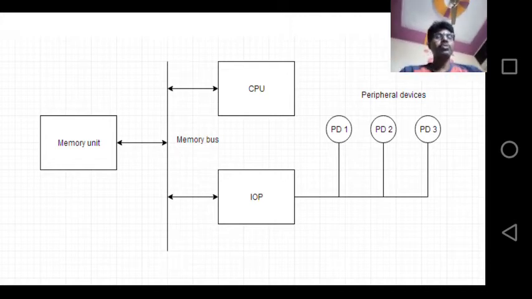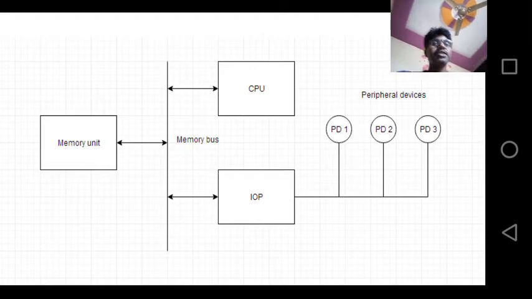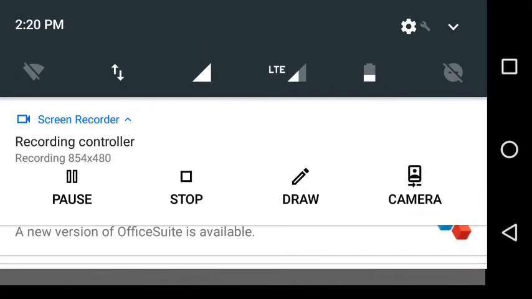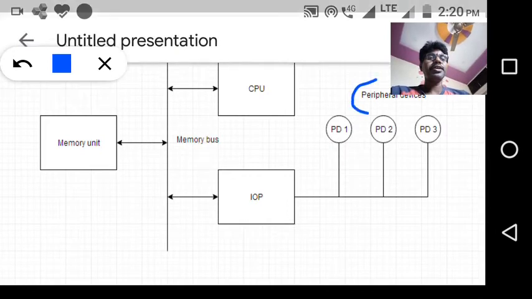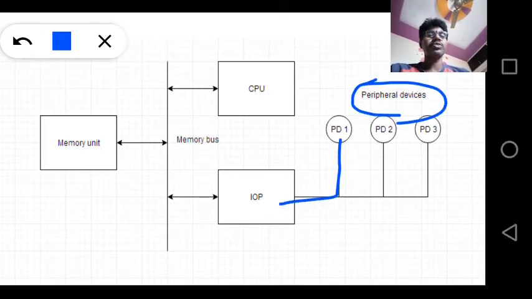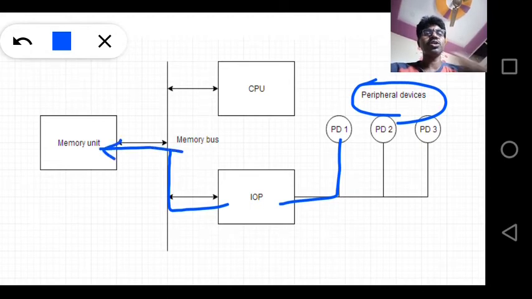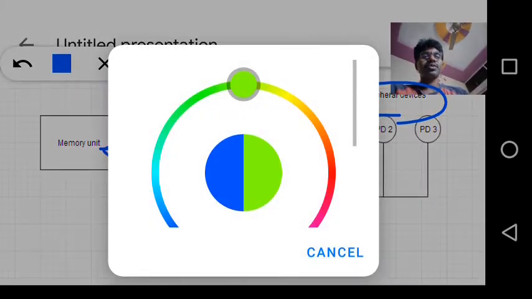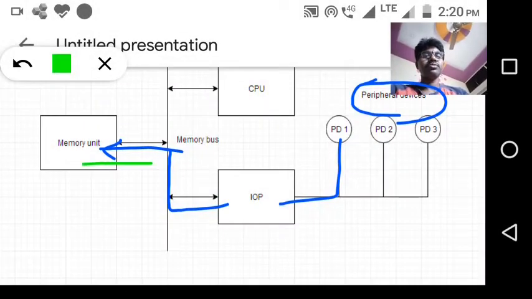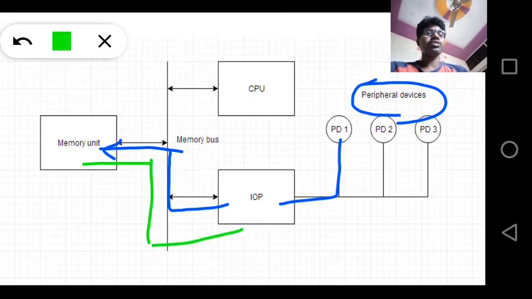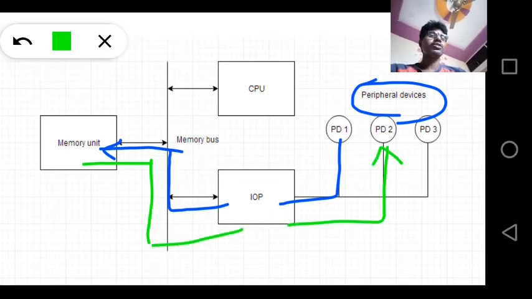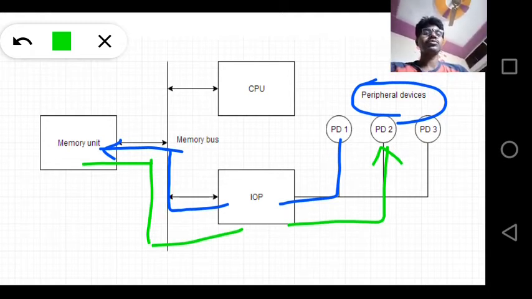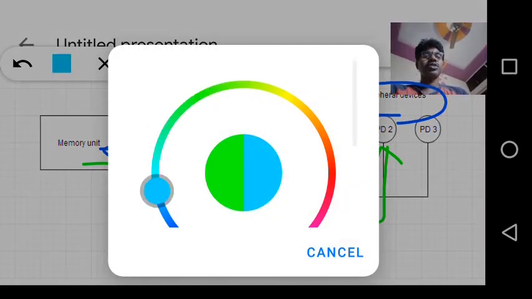Here what's happening, the IO processor is connected to peripheral devices. So it can transfer the data independently from these peripherals via the IO processor using the memory bus to the memory unit. Or similarly, data can be transferred from the memory unit to the IO processor to any peripheral device controller. So this is how it works.